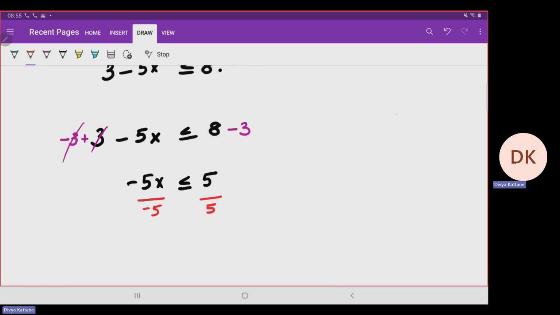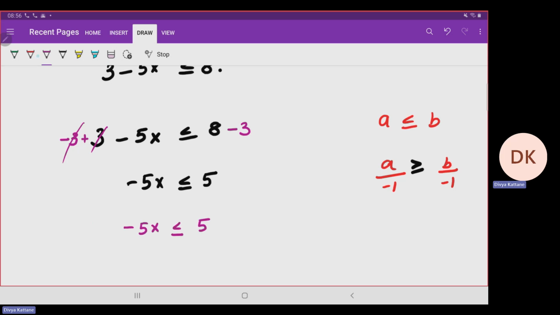But if you are dividing with minus 5, if it is a less than or equal to b, and you are dividing or multiplying with minus 1 on both sides, your inequality will be reversed. So if you are doing minus 5 on both sides, what will happen to the inequality? Inequality will be reversed. So you have minus 5x less than or equal to 5. So you are dividing both sides with minus 5. If you are dividing with a minus number, your inequality will be the opposite or reversed.